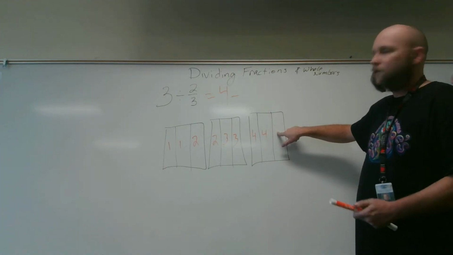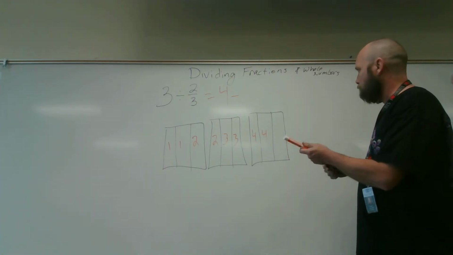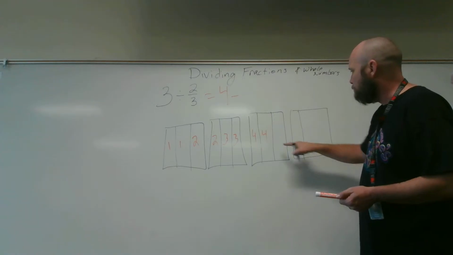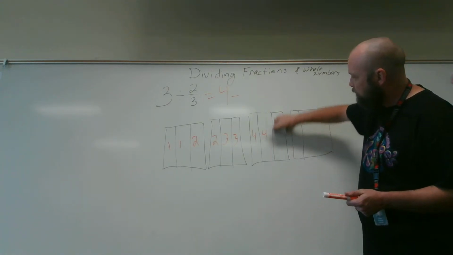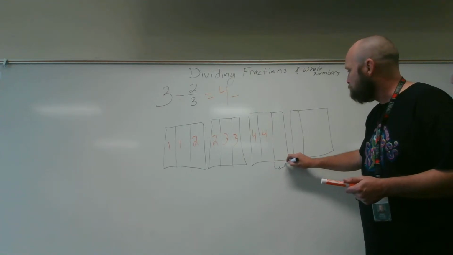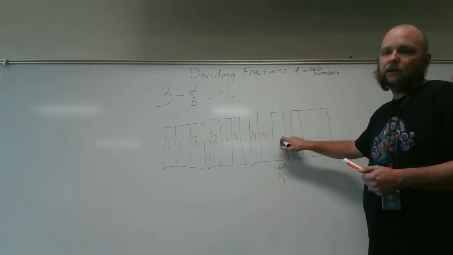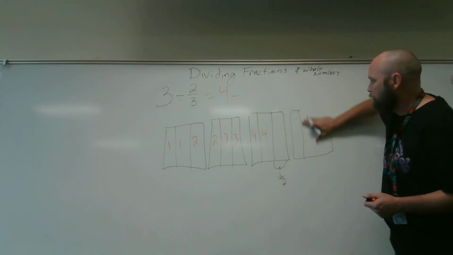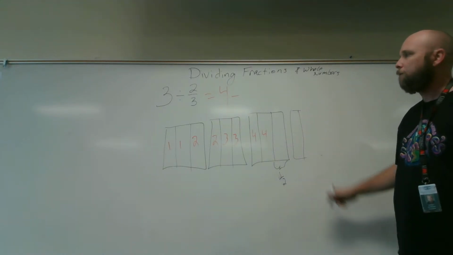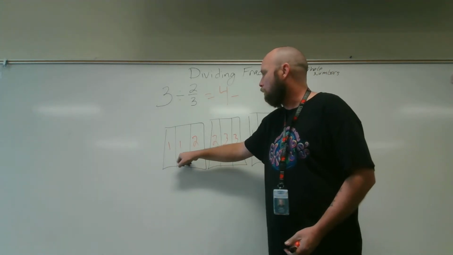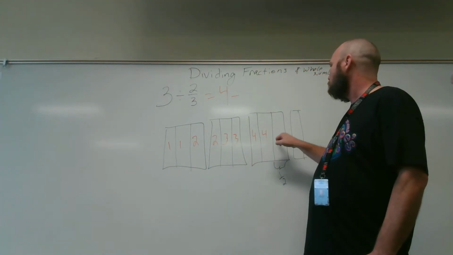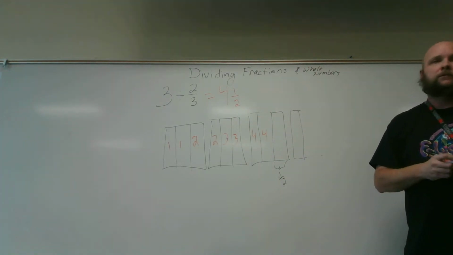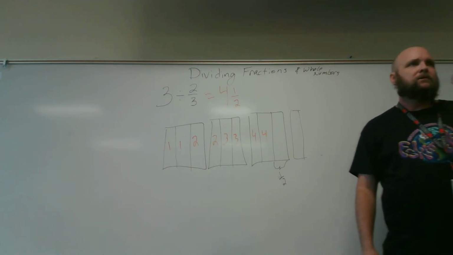Now, I got to figure out how many out of 2/3 I would have. So if I did this, this would be another third, but I only have this much of this third. So I have 4 and 1/2. Because I have half of another third. Each one of these is 1/2: 1, 1/2, 2, 1/2, 3, 1/2, 4, 1/2. So my answer is 4 and 1/2. That makes sense now.